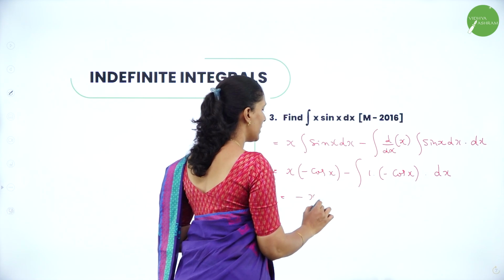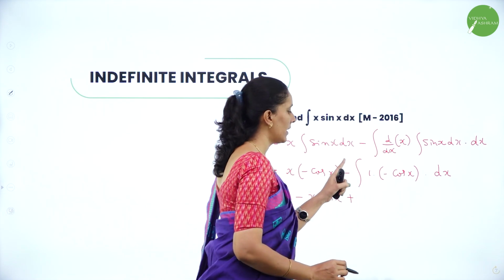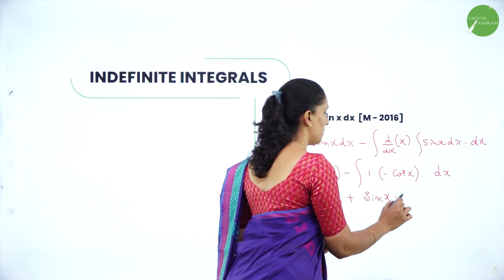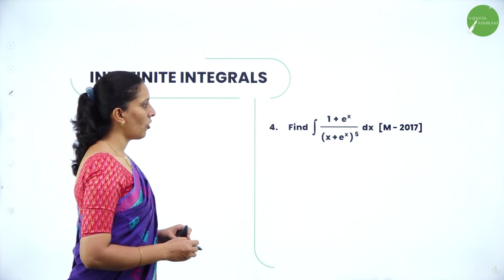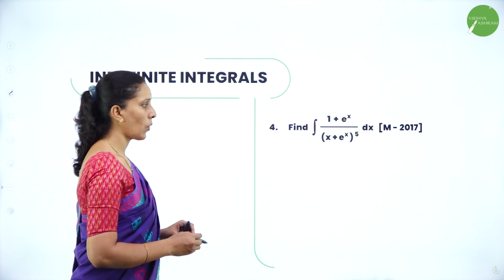So this is minus x cos x. Let's keep minus outside, it becomes plus. Integral of cos x is sin x plus c. Next question. Find integral of 1 plus e power x divided by x plus e power x whole power 5 into dx.